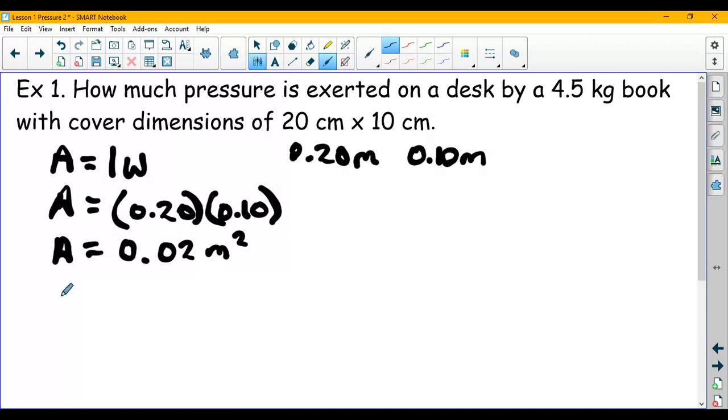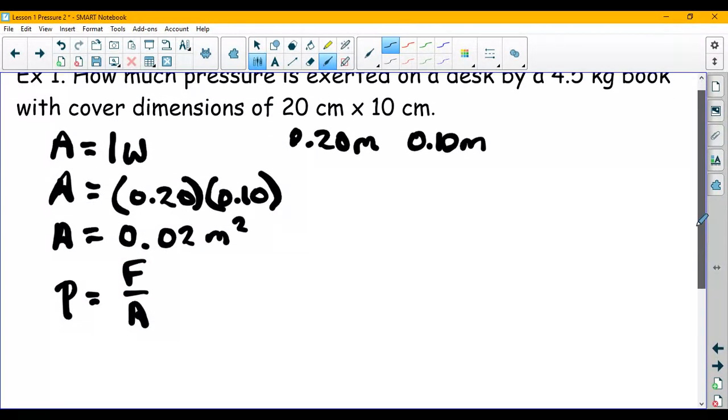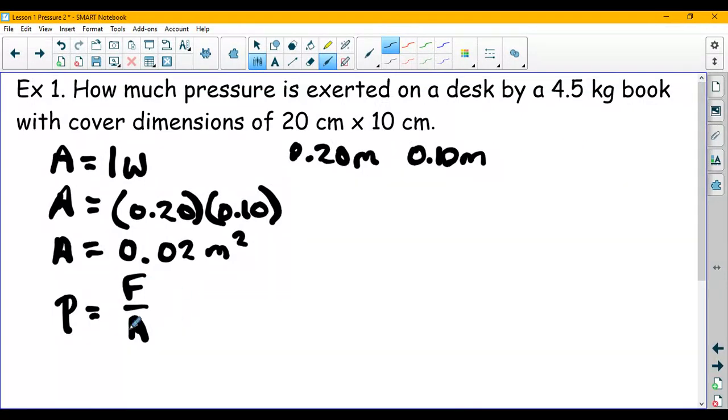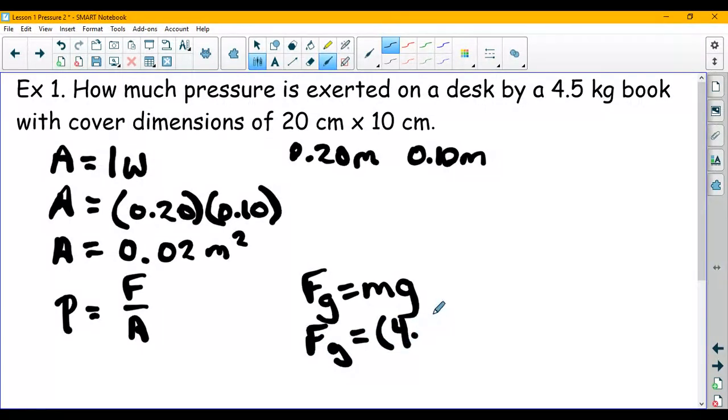Now I can find my pressure. My pressure is straightforward. It's the force divided by the area, because it's the amount of force over a certain area. And they gave me the force, but well, they gave me the mass. What kind of force is acting on this book? Well, I know it's the force of gravity. Gravity is pulling down on the book. That's what's causing the book to put pressure on the desk, is gravity. Without gravity, it would be floating and there would be no pressure. So I'm going to take 4.5 and multiply it by our magic gravitational number of 9.8.